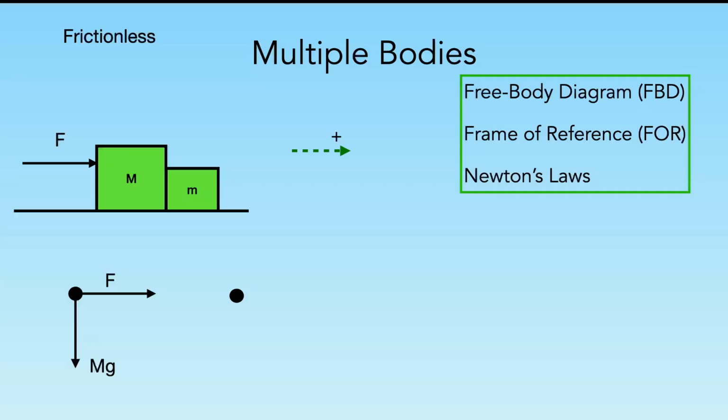So for the big box, capital Mg is the weight. The force F is absolutely a contact force. It's pushing to the right. We also have the normal force from the surface. I said it's frictionless. If it weren't frictionless, the friction would be pointing to the left.